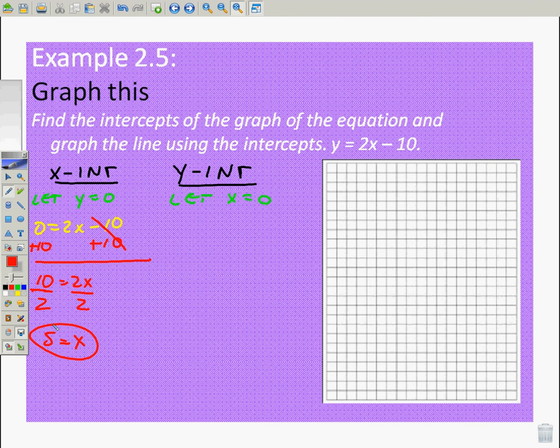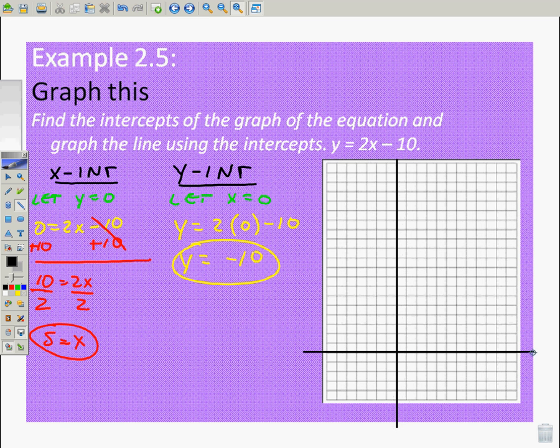For my y-intercept, I'm going to let x equal 0. And so when I put in y equals 2 times 0 minus 10, I get y equals minus 10. Okay, I've got my two intercepts. Now, once again, I'm going to put in my axes. And I know that I'm going to need y equals 10, but that's way up at the top. And x equals 5, I'm going to need to give myself plenty of space. Shouldn't be a problem, though. I've got plenty of space here, plenty of space there.